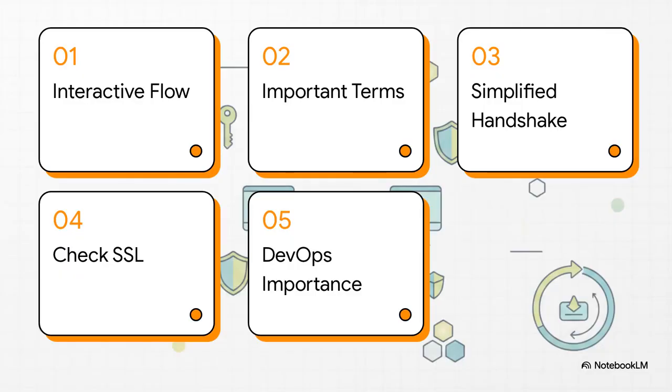Okay, let's dive into this. Here is our agenda for today. Number 1, plain text versus encryption. 2, important security terms. 3, the simplified handshake. 4, troubleshooting errors. And finally, the DevOps stakes. Remember, mastering these 5 points is literally your roadmap to passing this phase.